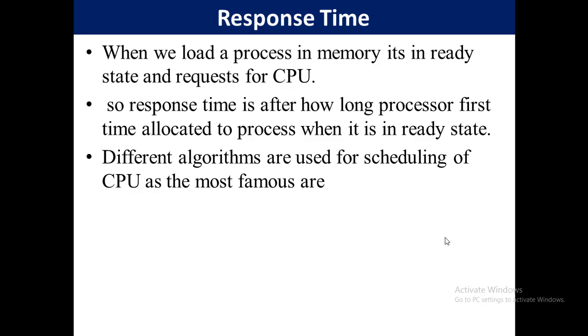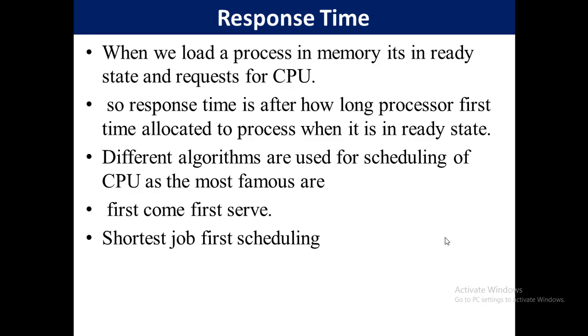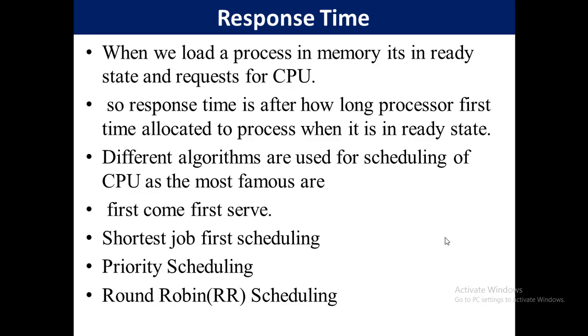Different algorithms are used for scheduling of CPU, the most famous being first come first served, meaning the processes which come first are served first, meaning the processor is allocated to them first. Shortest job first scheduling, meaning the job which is shortest will be served first. Priority scheduling, where we prioritize the tasks and according to the priority we assign the processor to the task. Round robin scheduling, and there are many more.